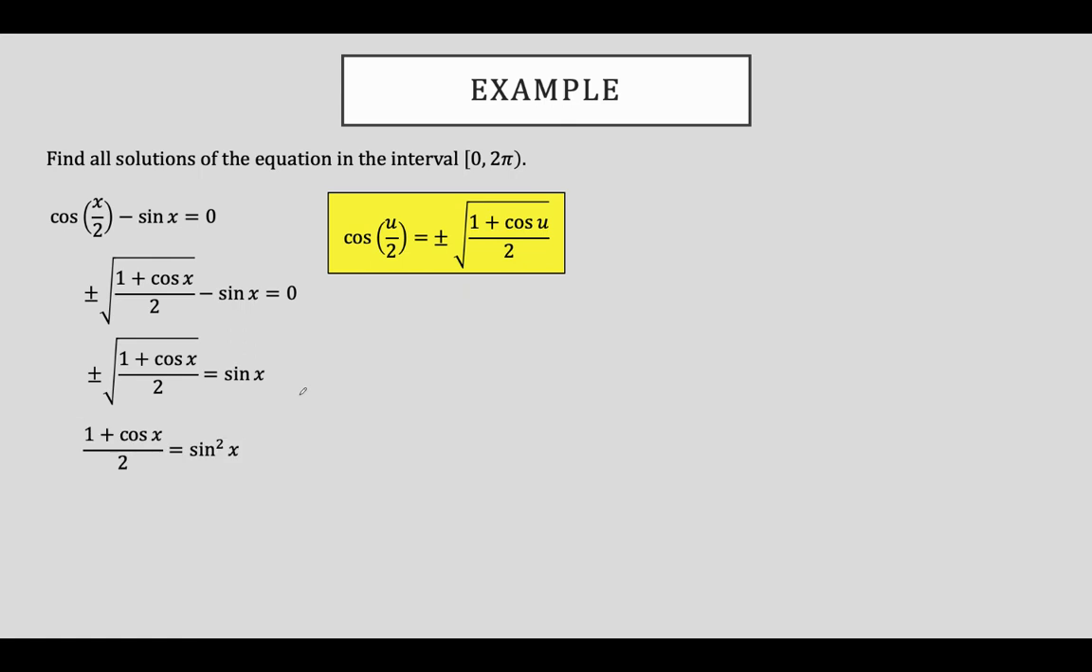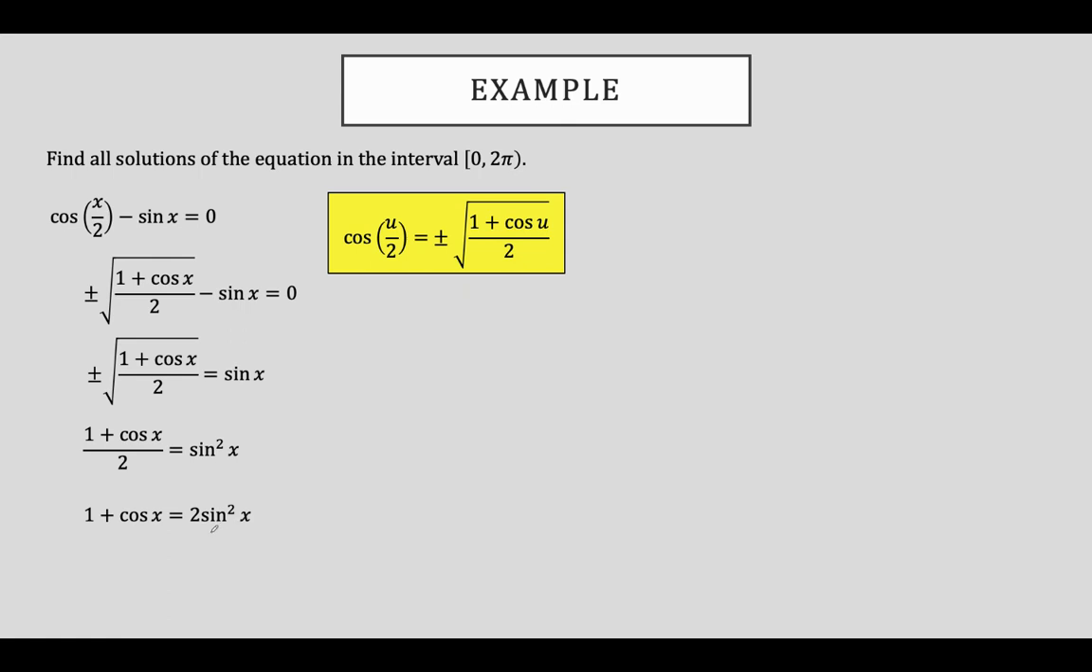We have 1 plus cosine x over 2 is equal to sine squared x. We can get rid of the fraction by multiplying both sides of the equation by 2. 1 plus the cosine of x is equal to 2 sine squared x. And this looks much better now. The only issue is here I've got a sine of x, and on the left-hand side I've got a cosine of x. Since we can't factor out any greatest common factors, we might want to think about using identities to rewrite our trig equation in terms of a single trigonometric function.